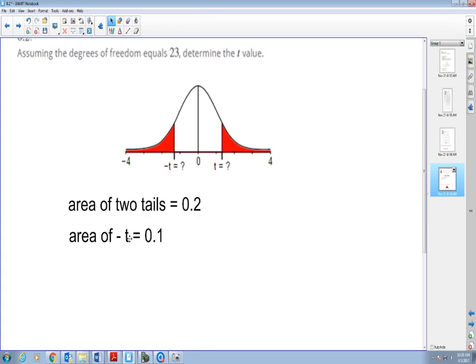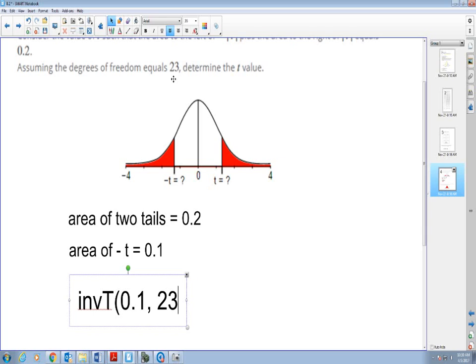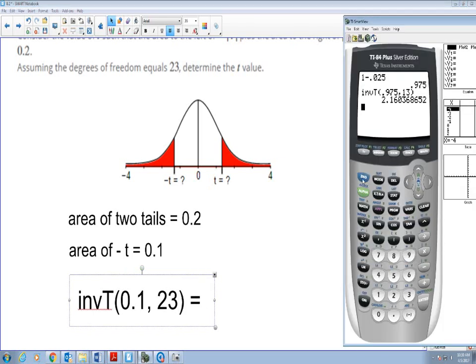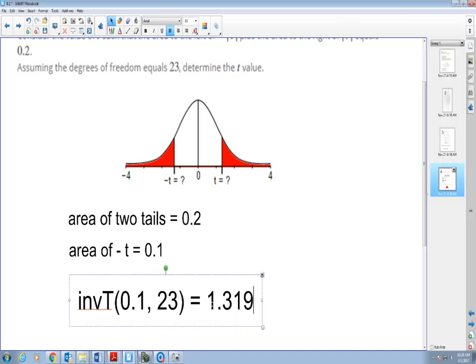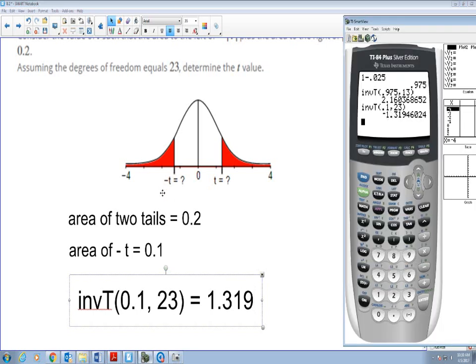So if I do my inverse t again, the reason I'm talking about area to the left is because the inverse t wants me to type in area to the left first, comma, degree of freedom is 23. So let's punch that in the calculator first. Second entry, inverse t, degree of freedom is 23, area to the left is 0.1. All right, to three decimal places, 1.319. The calculator shows negative because this is for the negative t. So for the negative t is negative 1.319. For the positive t will be positive 1.319. So what is my t value? Just 1.319. Okay, so that's what the homework answer wants.